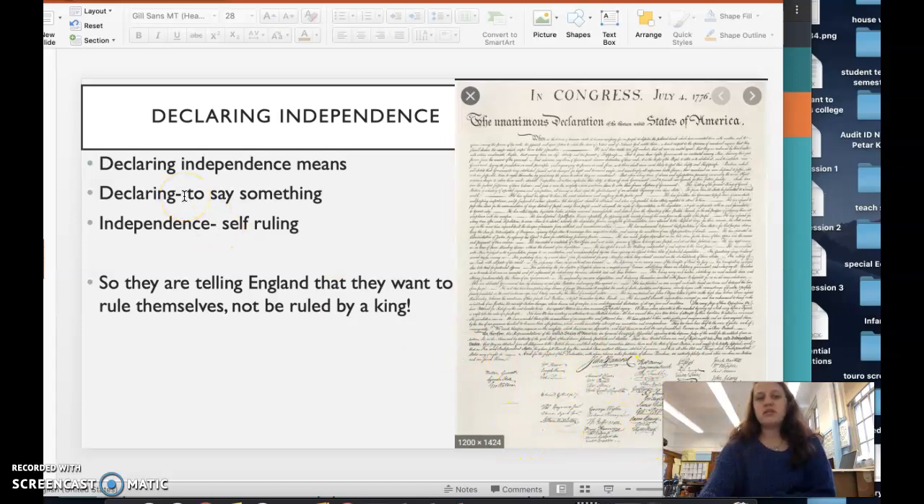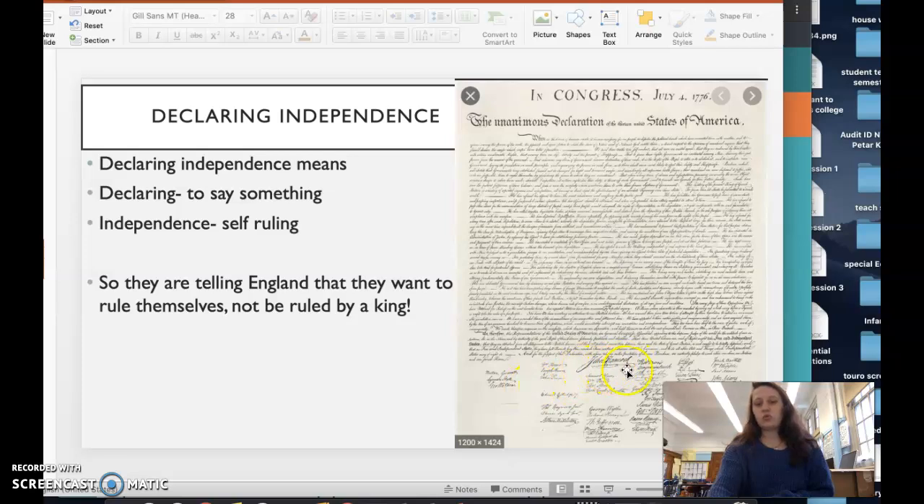Declaring independence just means you're saying that you want to be self-ruling, saying that you no longer want a king. They are independent or separate from the king. So, the thing about this document was signing it was dangerous because the king could do whatever he wanted. He made the rules. So when he saw your signature, if we didn't win the war, he could throw you in jail. He could have you killed. He could arrest your whole family. He could arrest and torture everyone that you know. So putting their names on this was a really, really, really big deal.